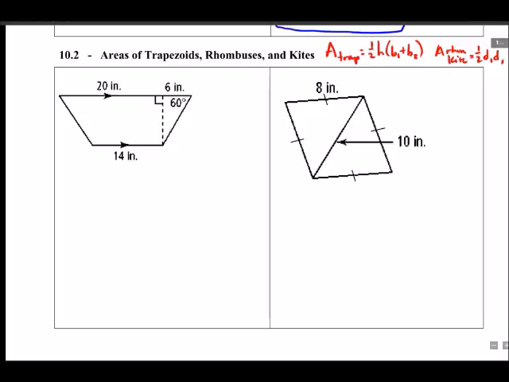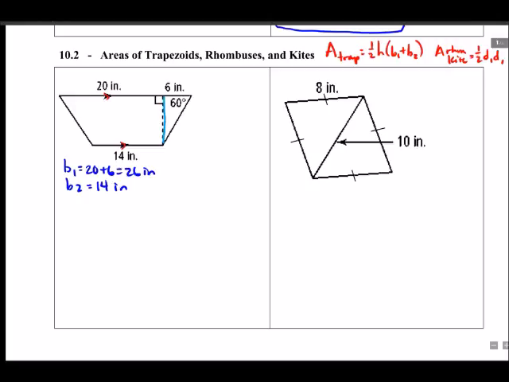I see a trapezoid. We know these are the bases because they are parallel. So base 1 is up here the entire length, so we're going to do 20 plus 6 and get 26 inches. And base 2 is 14 inches. Now we need a height. How are we going to get this height right here?